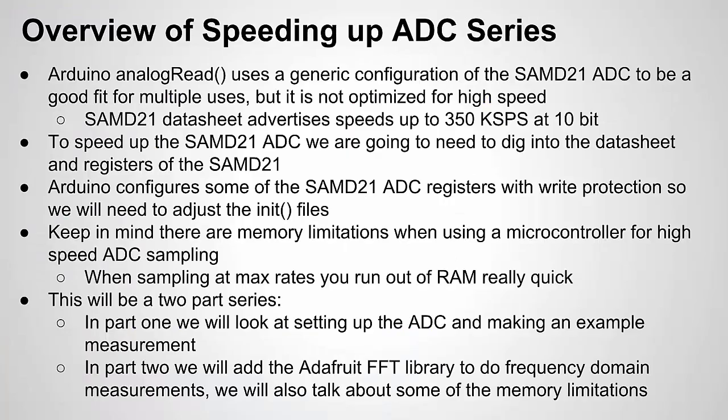All right, here is the slide that I showed in part 1. So I'm not going to run through everything. A lot of this is what we covered in part 1. But what we're going to cover in part 2 is we're going to talk a little bit about the memory limitations. So this microcontroller has a great fast sampling ADC, but there's limitations in memory that limit what we can do with it. And then also we're going to talk about fast Fourier transforms.